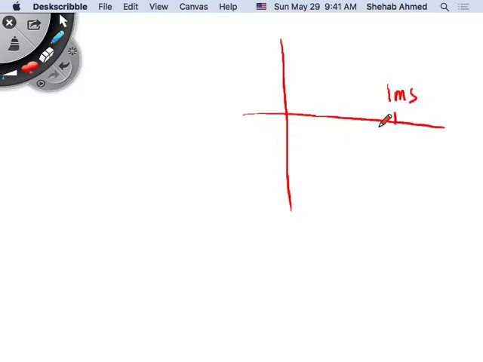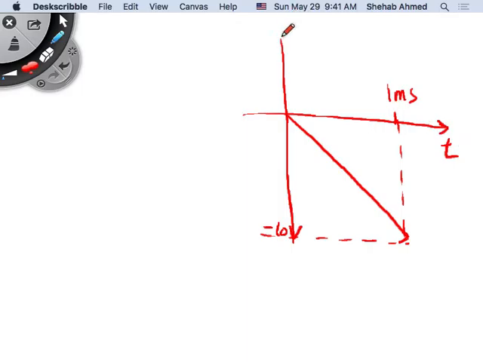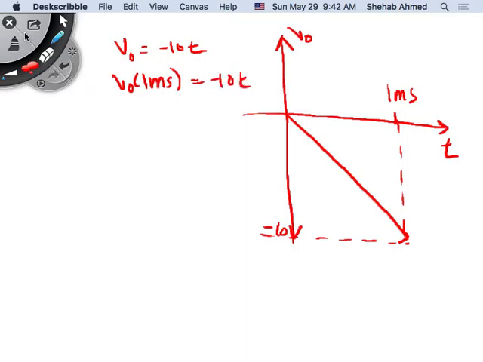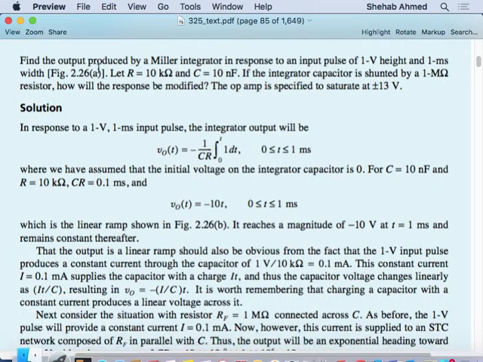At 1 millisecond, minus 10 volts is the output. This is time. This is the output. Okay. Equals minus 10 volts. Yes. So T is 1 millisecond. Okay. So if that's the case, now let's see what happens in the other case.